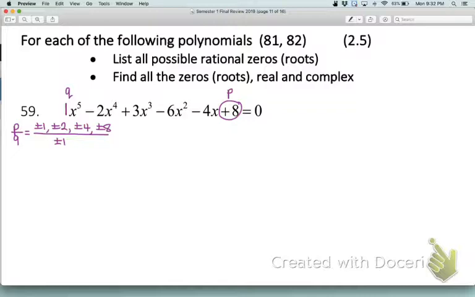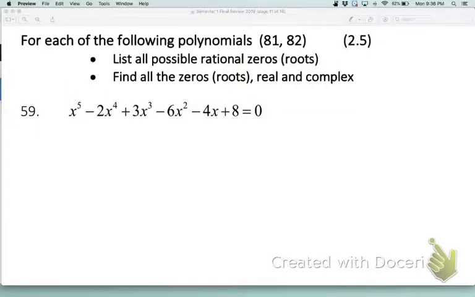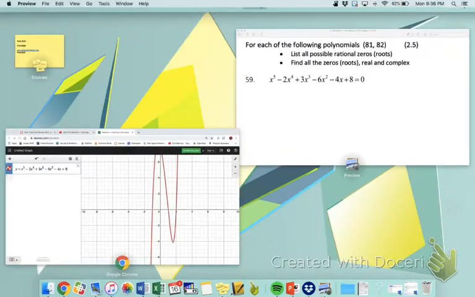Now, we need to test to see which ones are zeros. We could start guessing and checking, but as we talked about in class, we can use technology to help us out a little bit here. I'm getting an error message here, so I'm going to pause this for a second. Okay, so let's look at the graph, and here's what it looks like.